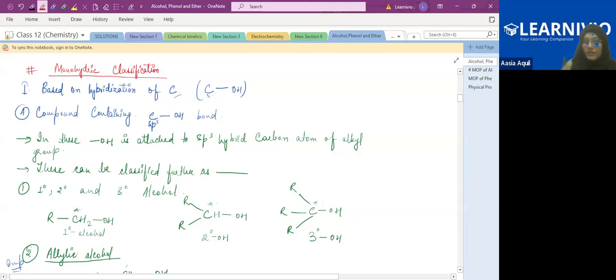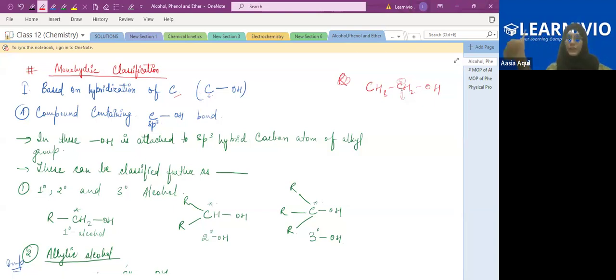Suppose this is any alcohol, suppose this is your CH3CH2OH. So OH is attached to this carbon, right? So we will check the hybridization of this carbon, and accordingly there are different types of monohydric alcohols or phenols. So the first classification is based on the hybridization of carbon.